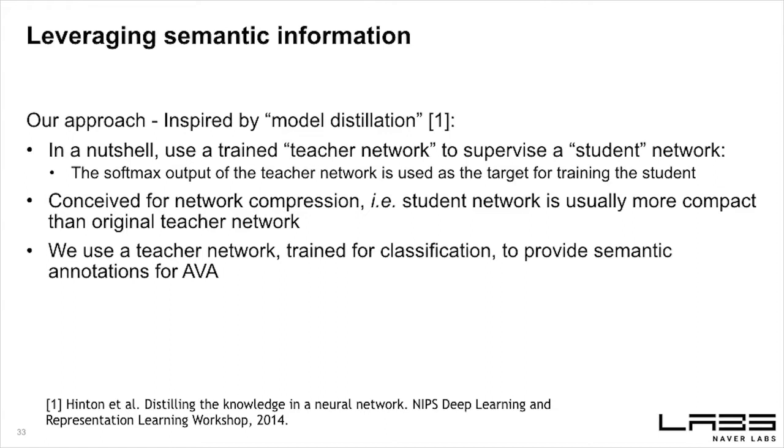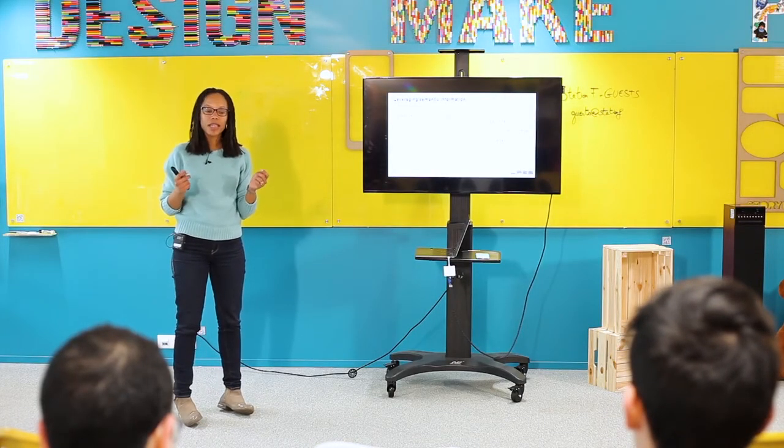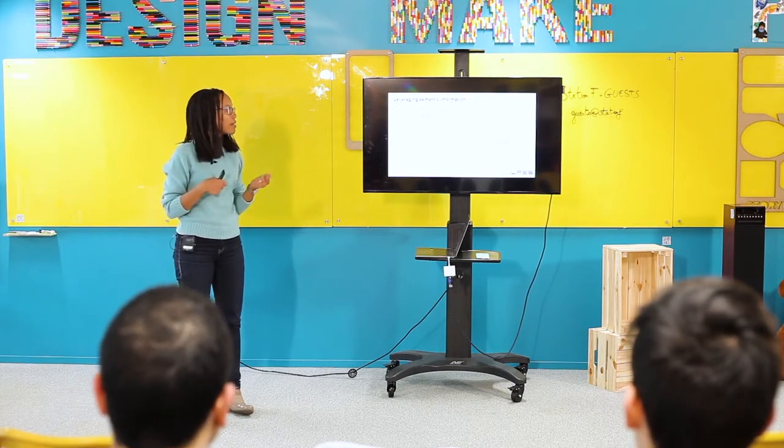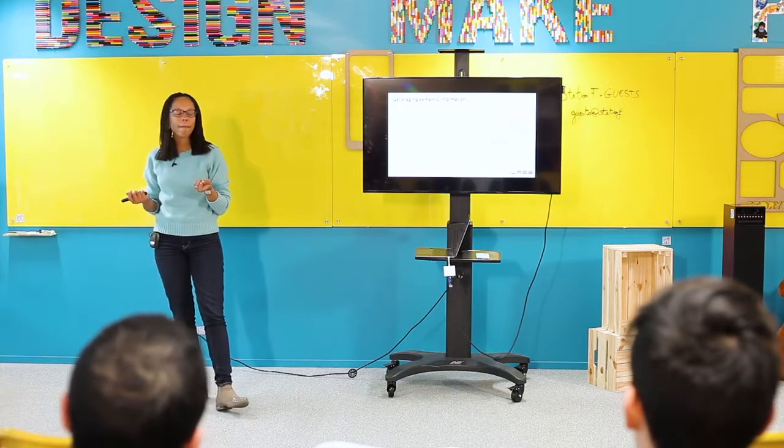So what we try to do is use an approach that's inspired by what's called model distillation. In a nutshell, what model distillation does is it tries to say, okay, let me take a deep network, and usually that's been trained for a specific task, and assuming it's very good at this task, I can take its outputs and treat it as if it's annotations, okay?